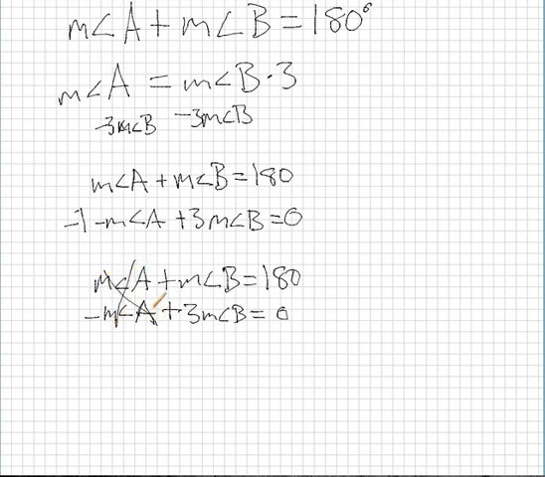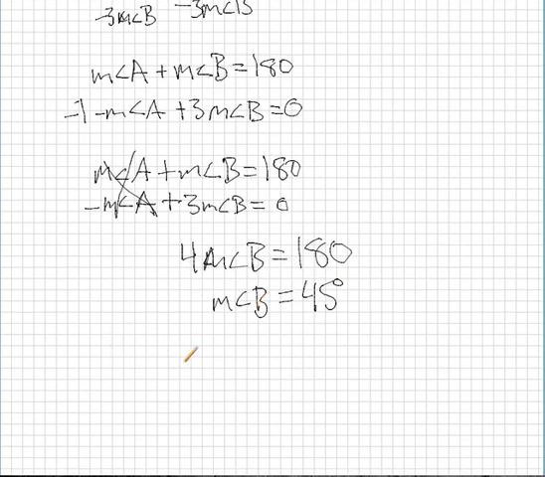And then we're going to add both of these together. So these cancel out. This becomes 4 measures of angle B equals, and then these added together is just 180. And then the measure of angle B is going to equal 180 divided by 4, which is 45 degrees. So that's our measure of angle B.